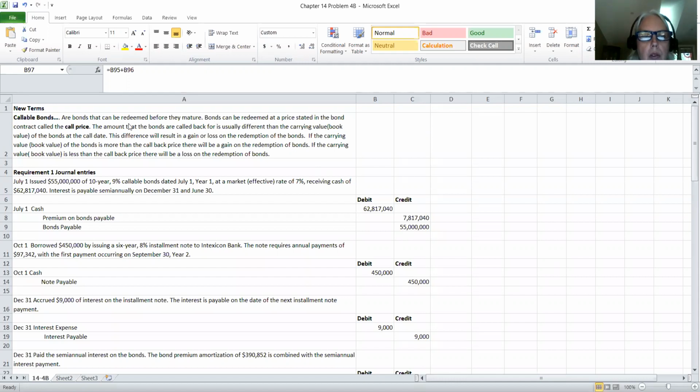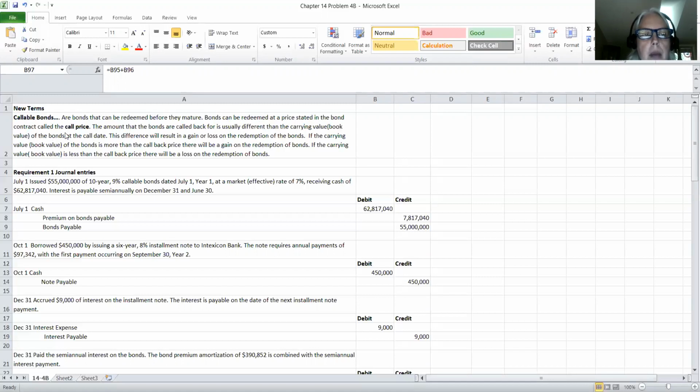Callable bonds are bonds that can be redeemed before they mature. That means they can be bought back off of the market after we have already sold them. The bonds can be redeemed at a price that is stated in what we call the bond contract. Sometimes that contract is also called the bond indenture. The bond contract is the contract that happens between the bondholders and the company.